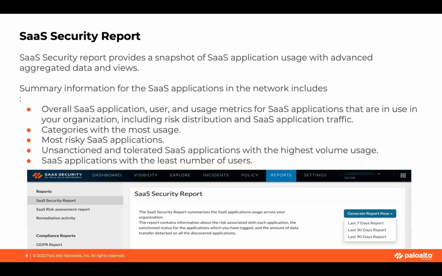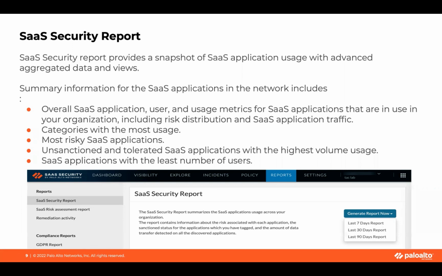There are details about different aspects of your SaaS applications. Some of these include information about users of SaaS applications and usage metrics for SaaS applications, SaaS application traffic, and risk distribution. For example, you can find information about the riskiest SaaS applications, unsanctioned and tolerated applications with the highest volume usage, or SaaS applications with the least number of users.